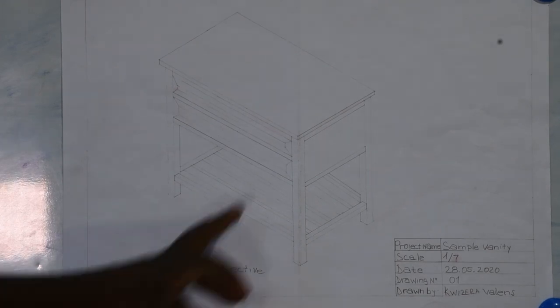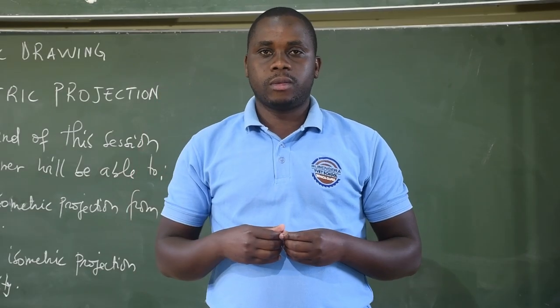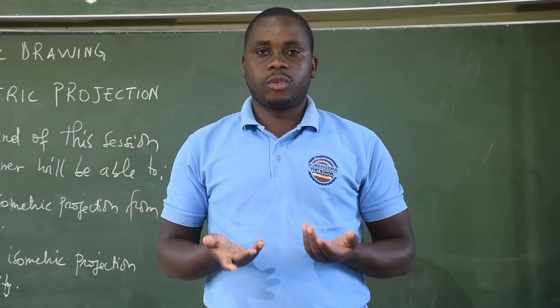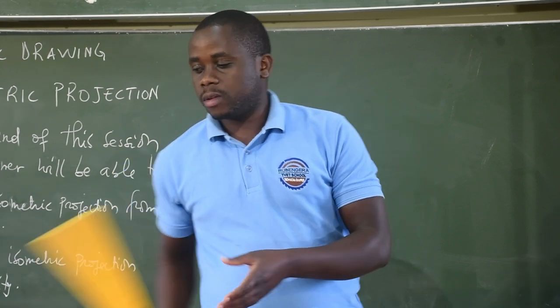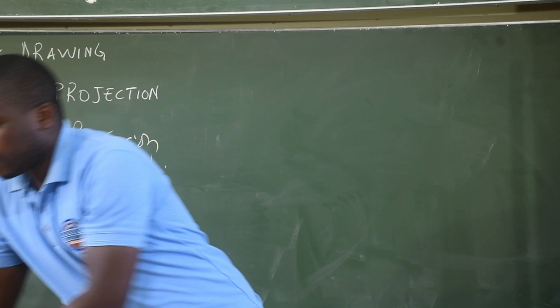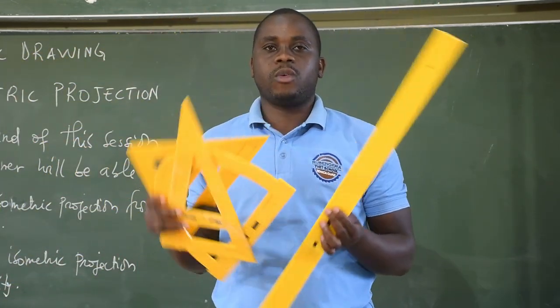But for our session, we'll use special instruments because we are going to use the green board. So once you want to draw by using the green board, you have to use those special instruments. They are big compared with the first ones.